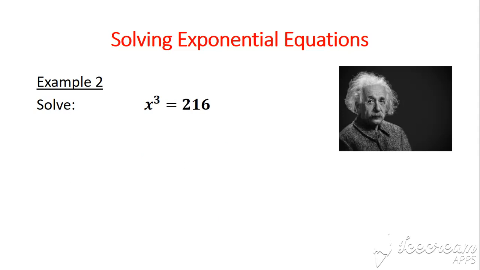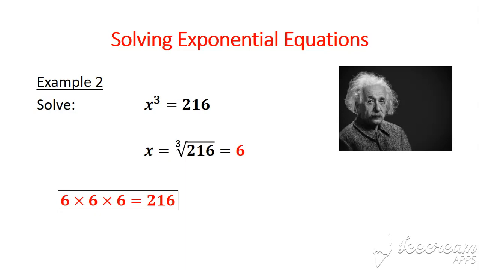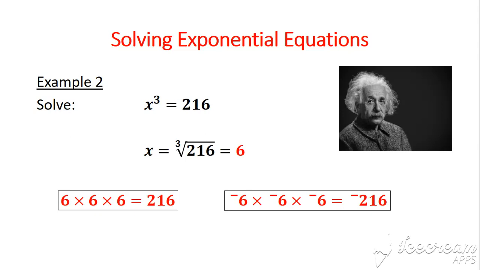All right, example 2, x to the power of 3 is equal to 216. Just like the opposite of squaring a number is the square root, the opposite of cubing a number is the cube root. We do need to write that little 3 there now. So we're going to take the cube root of 216. We're looking for a number times by itself three times that gives us 216. That's 6, because 6 times 6 times 6 is 216. But like the last example, could it also be a negative number? Negative 6 times negative 6 times negative 6 is negative 216. So the negative answer doesn't work here.